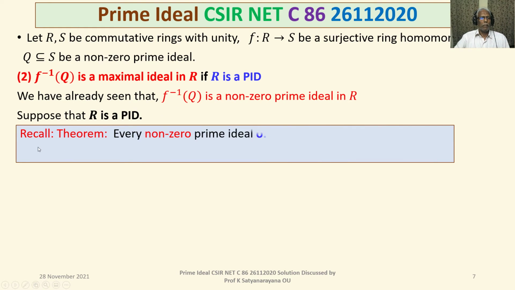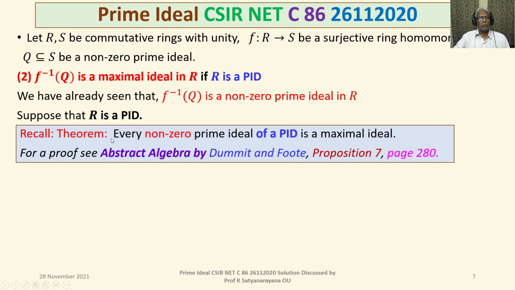We recall a very well-known theorem which states that every non-zero prime ideal of a PID, principal ideal domain, is a maximal ideal. Here non-zero is an essential condition. For those of you who want to see a proof of this theorem, please see Abstract Algebra by Dummit and Foote, given in Proposition 7, page 280.